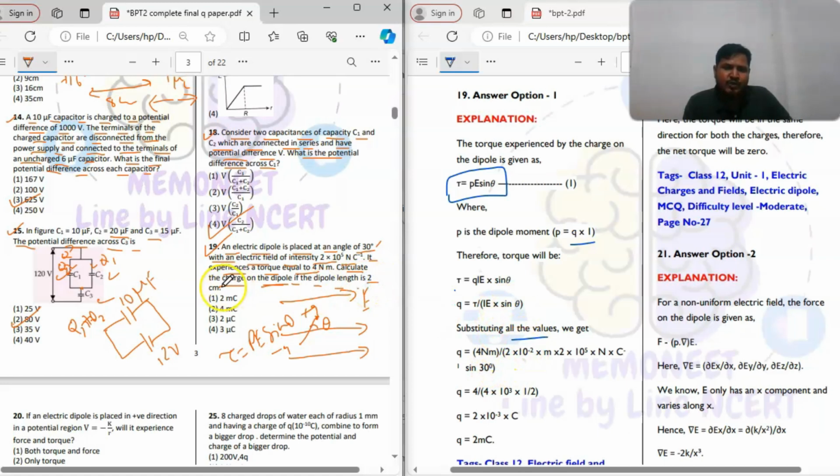L is 2 centimeter, so we have to convert it into meter. The electric field is 2 into 10 to the power 5 and the angle is sin 30. After solving this we get Q is equal to 2 millicoulomb, right? So our first option is the correct option. I think you have understood the concept, right?